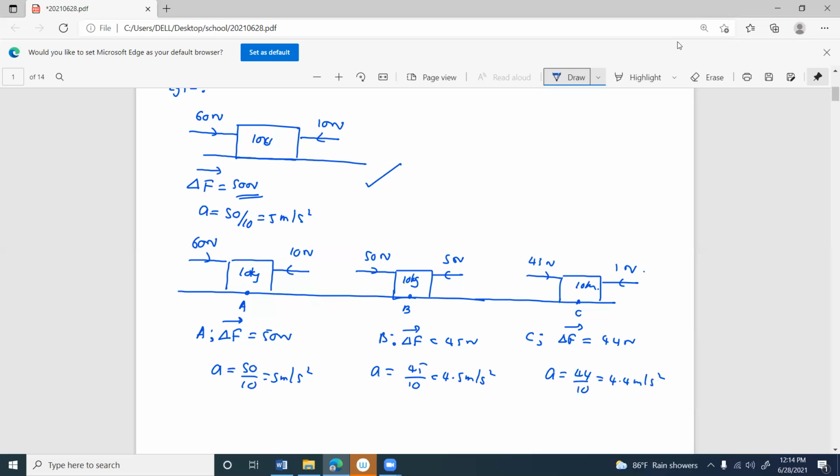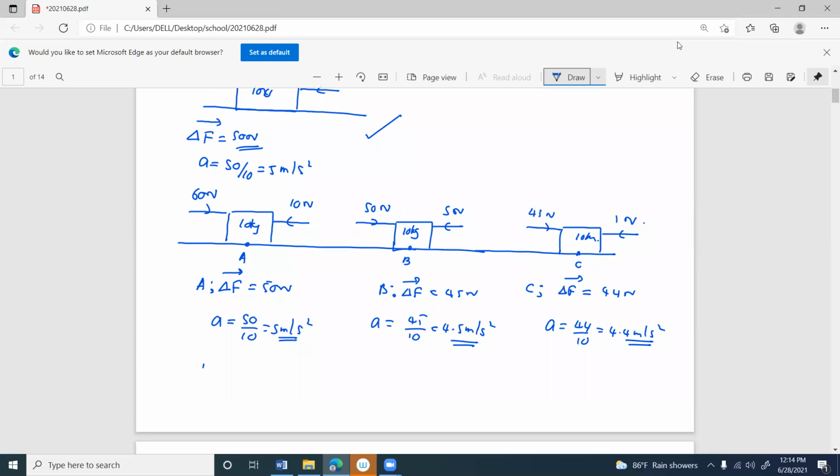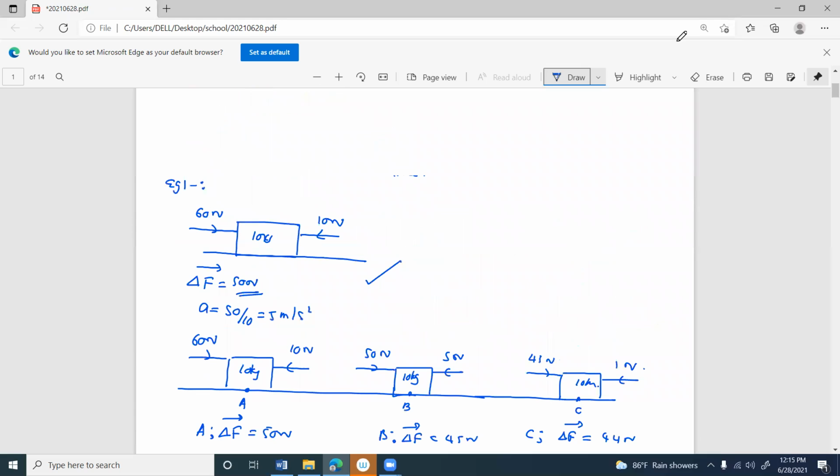So what can you understand? The acceleration varies with time. Therefore, this is not constant acceleration. So you can say it's not moving with constant acceleration. So this is the situation, right?